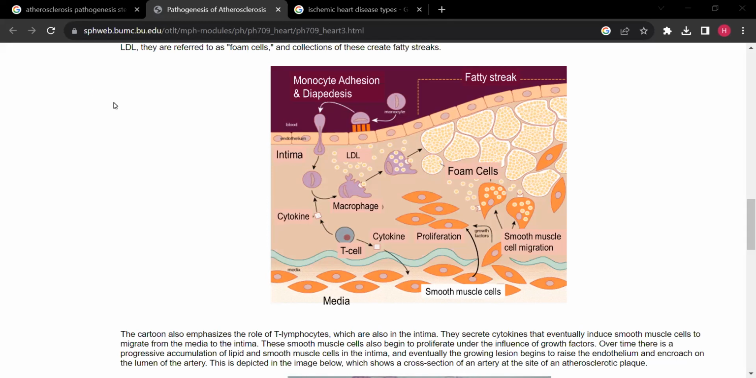Yeah, even if you zoom in, you'll see it's written growth factors. Somewhere just where smooth muscle cells is written, just up there, you'll see it's written growth factors.